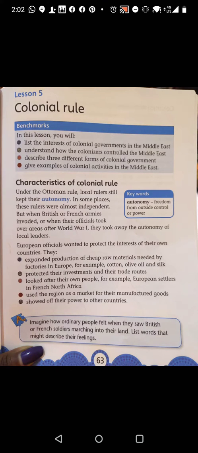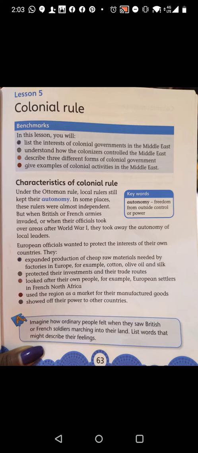Today we are starting a new lesson, lesson 5 on colonial rule. By the time we're done with this lesson, you should be able to list the interests of colonial governments in the Middle East, understand how the colonizers controlled the Middle East, describe 3 different forms of colonial government, and give examples of colonial activities in the Middle East.